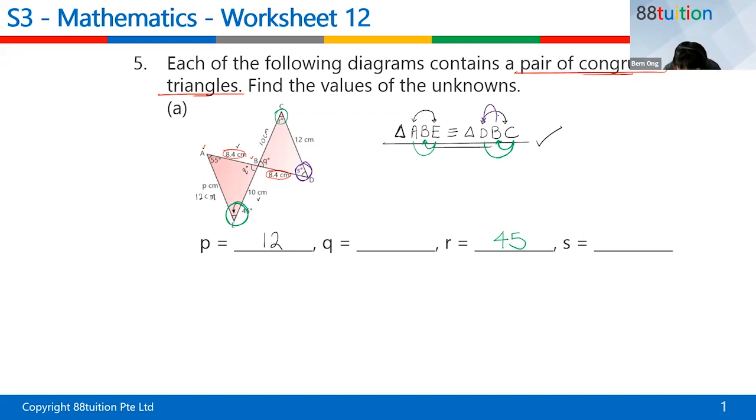All right, BDC. Okay, so angle BDC is equal to angle BAE. If you have this statement out, it's very useful. So BAE is 55, so this angle is 55.